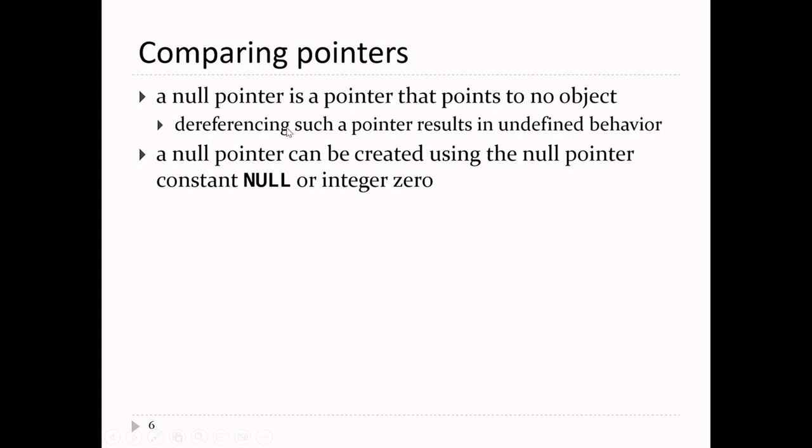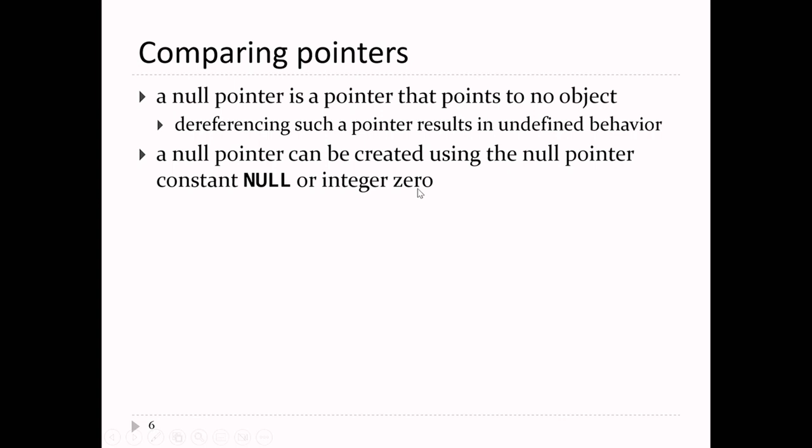A null pointer is a pointer that points at nothing, so it points at no object. And you're allowed to assign a pointer so that it points at no object. You just use the keyword NULL, all caps, which is the constant that's predefined for you as the null pointer. If you try to dereference a null pointer, it's undefined behavior. Usually your program crashes.